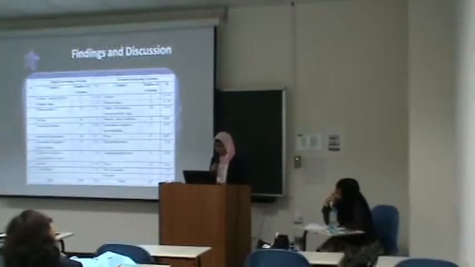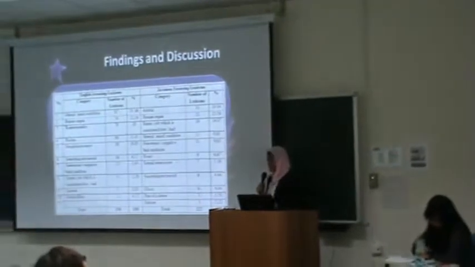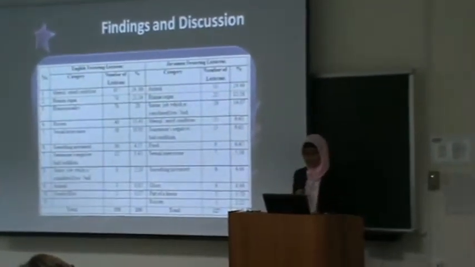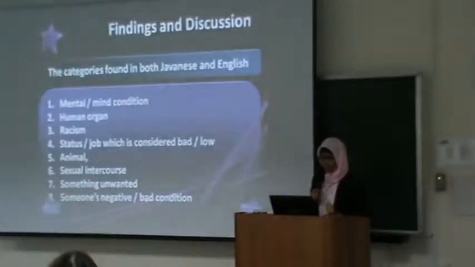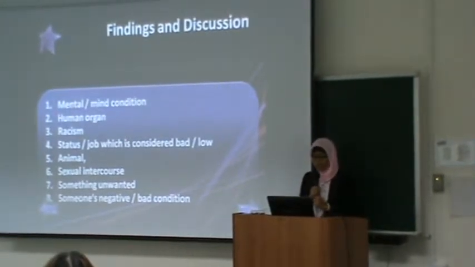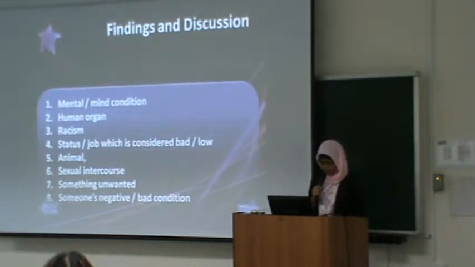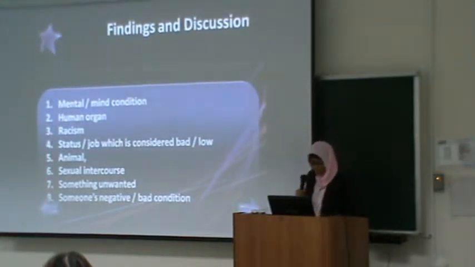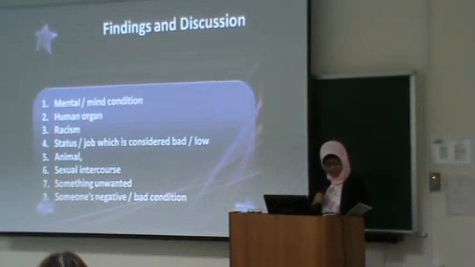and 11 categories in Japanese. See, from the categories itself, they're different. Some of them are the same, but some of them are different. And let's see how this goes. Okay, these are the categories that are found in Japanese and English. Well, it's the old presentation. Okay, it's okay. I revised the presentation actually.